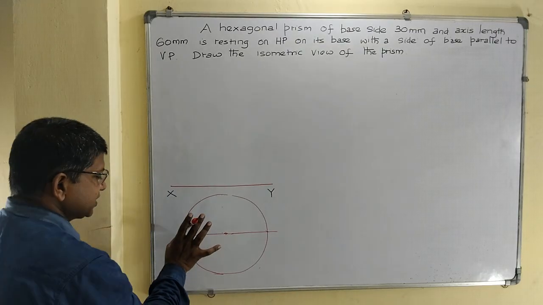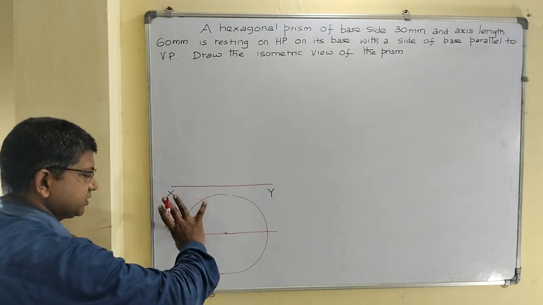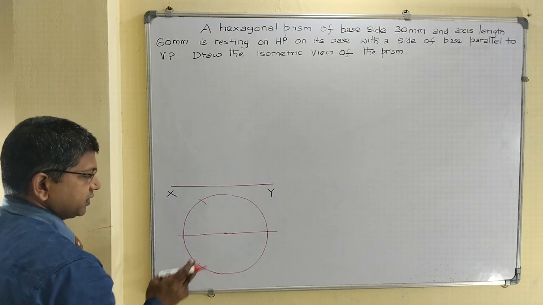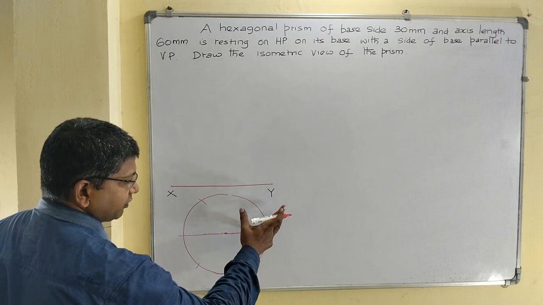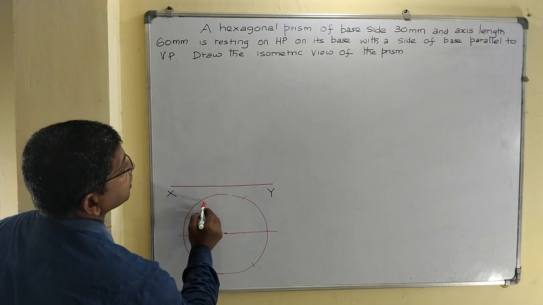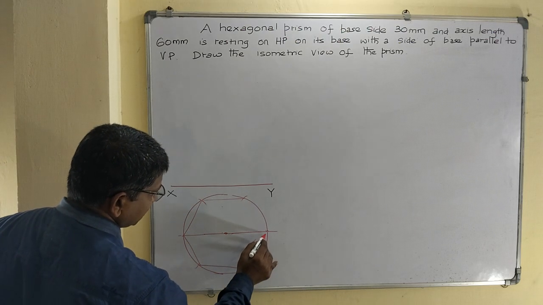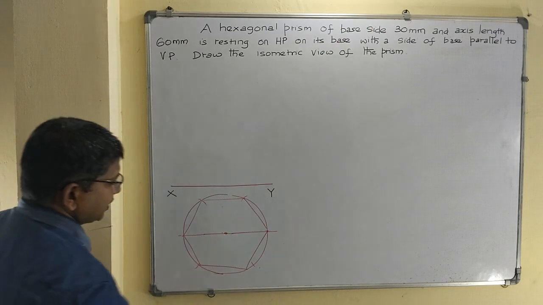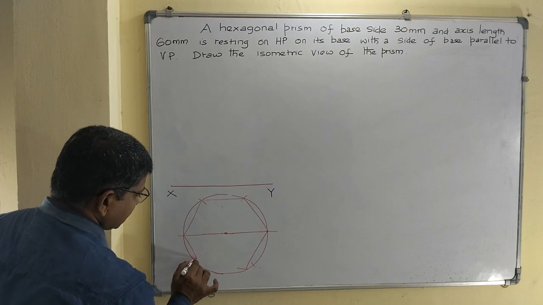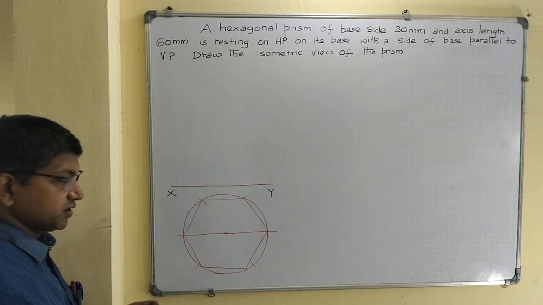Using the compass, with this cutting point as center and 30 mm as radius, draw the arc on both sides. Similarly, with the other intersecting point as center, 30 mm radius, draw the arc on both sides. Now join all the points to get the hexagon of base side 30 mm. Now complete the hexagonal prism.